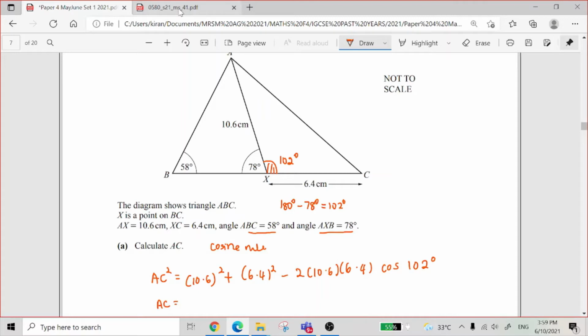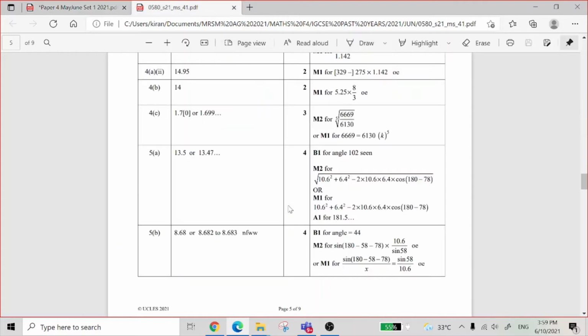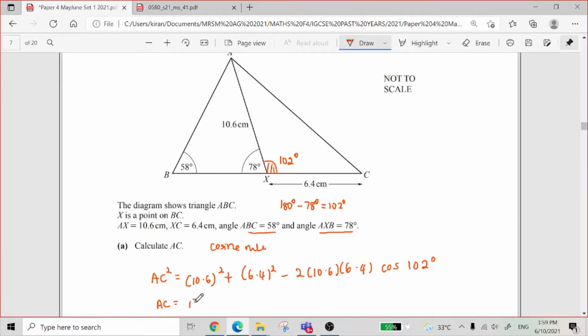Okay, we can see from the answer scheme for question number 5, that is equal to 13.5 or 13.47. Make sure you leave your answer in 3 significant figures. Okay, that is how we calculate it. So we get 13.5. Okay, that is question A.